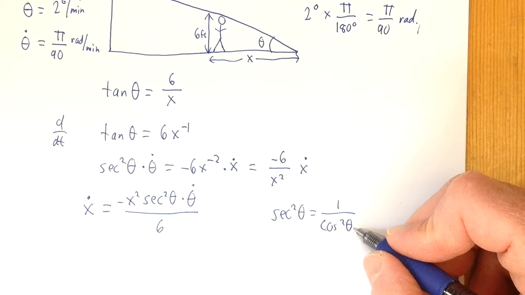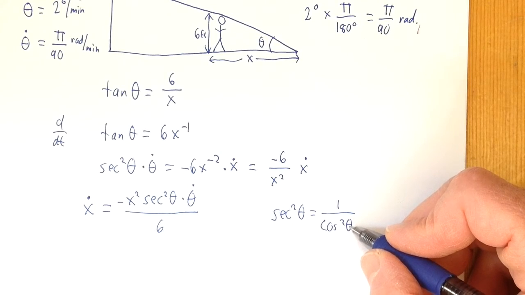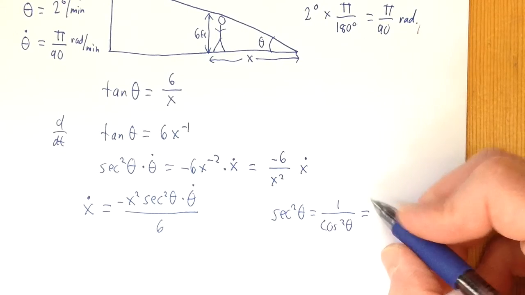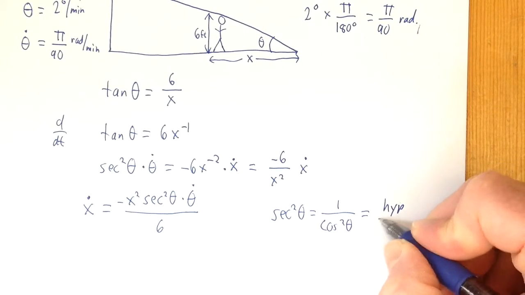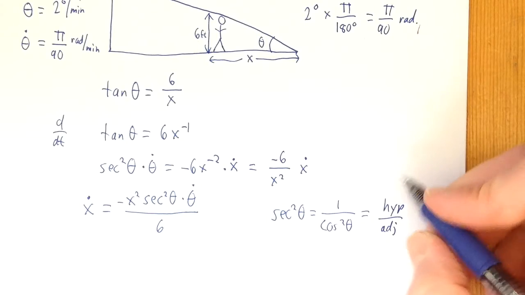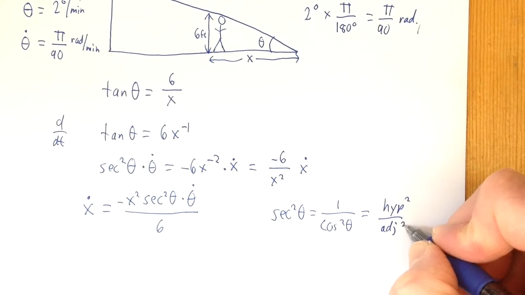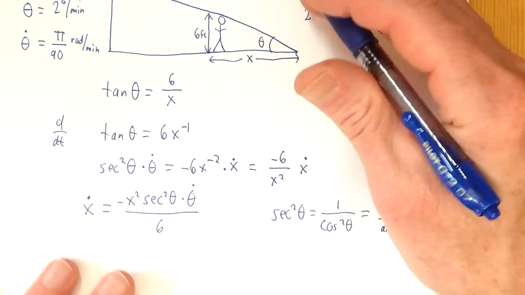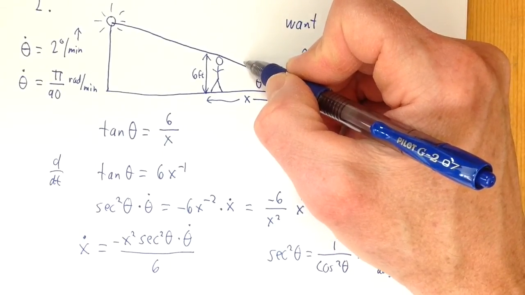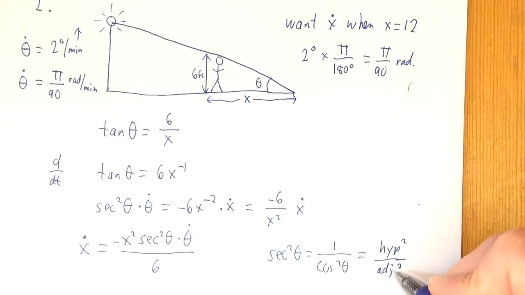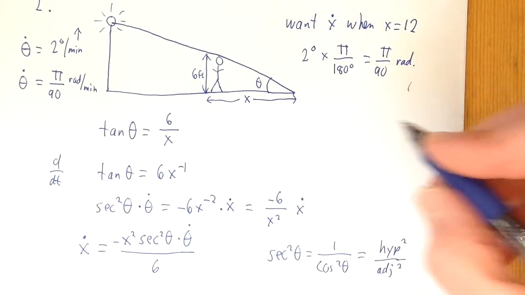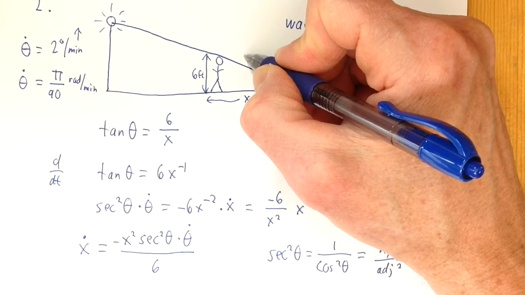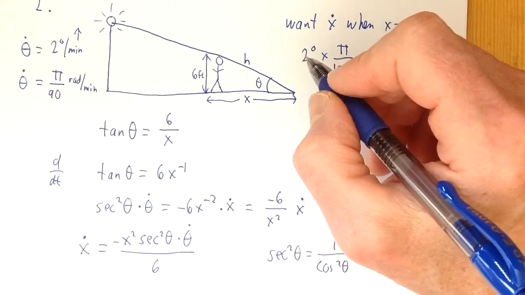Cosine is adjacent over hypotenuse. So 1 over that is hypotenuse over adjacent, right? Cosine upside down. Hypotenuse over the adjacent, and that's squared. So hypotenuse squared over the adjacent squared. Okay, so we look at our triangle up here. We don't know what the hypotenuse is, but we know what the adjacent is, x. So we can figure out what the hypotenuse is, because I'll do that right here. Let's call it h for hypotenuse, I guess.